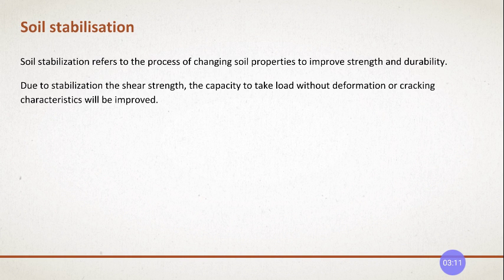Next, due to the stabilization, what will happen? The shear strength, and the capacity of taking load without deformation or cracking, will be improved. We are trying to enhance the soil properties here. So obviously, the chemical as well as the physical properties of the soil will change.